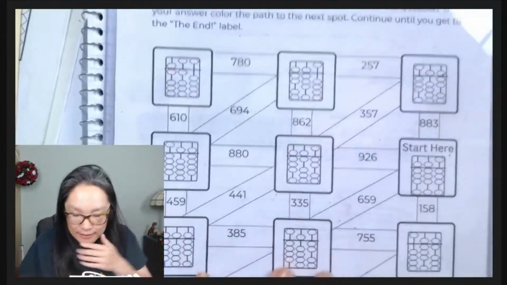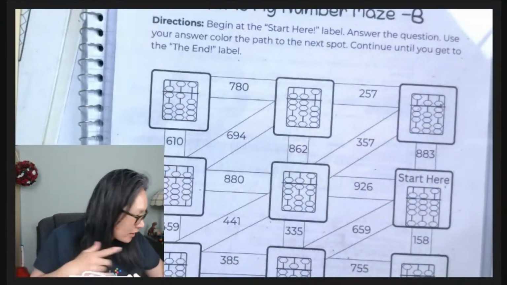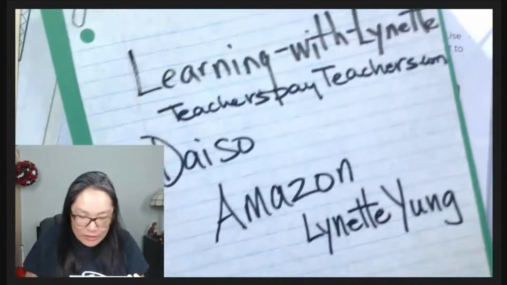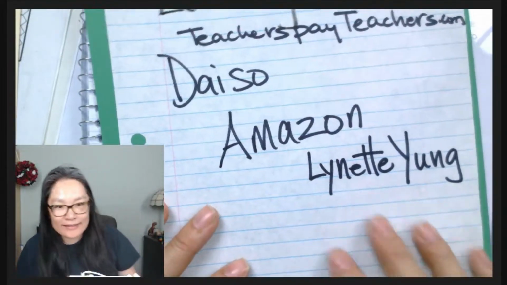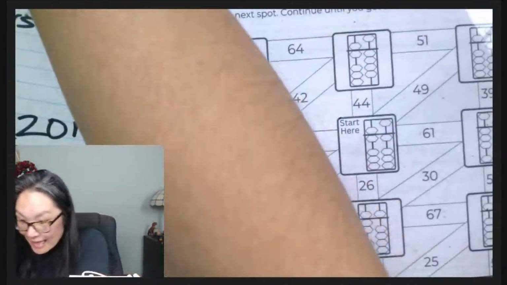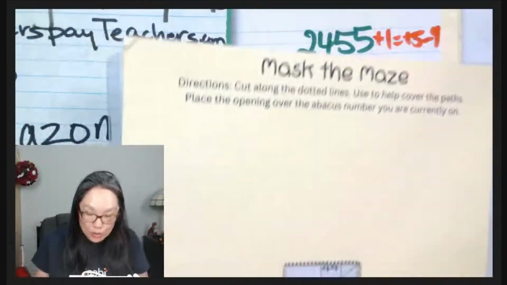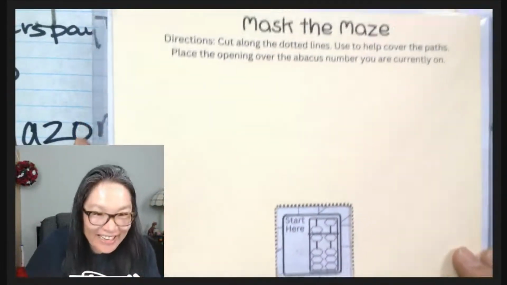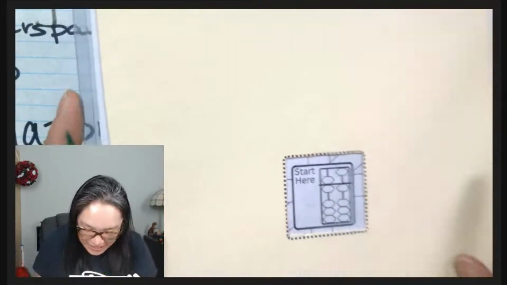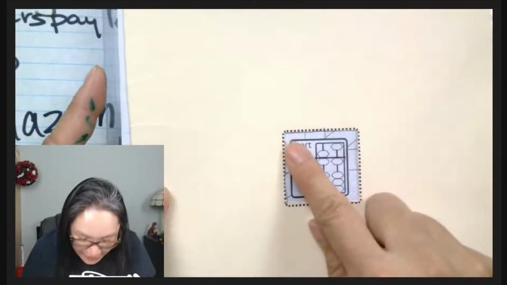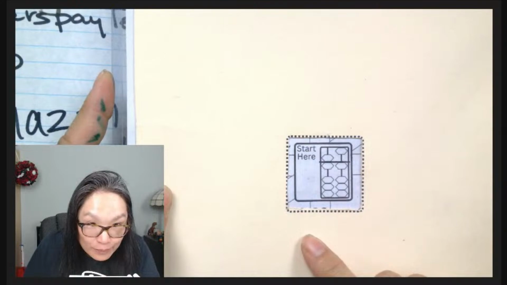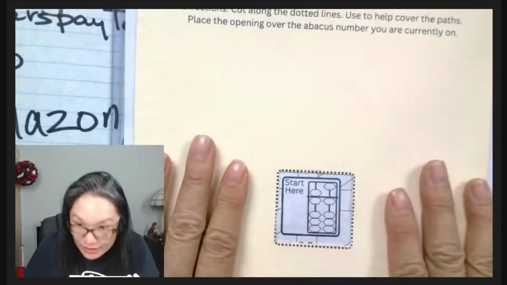I'm putting it on Amazon. So right now it's going through review, and then you'll be able to see it. It's a 2 digit, and then there'll be a 3 digit, and then I don't know. I also added a mask maze, so you can't cheat. I have it where you can print it out and then hide the answers.